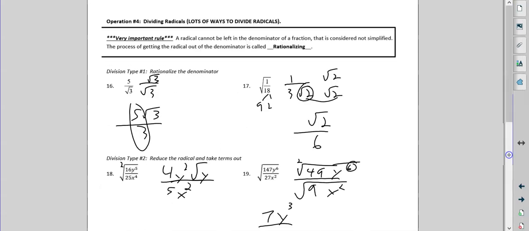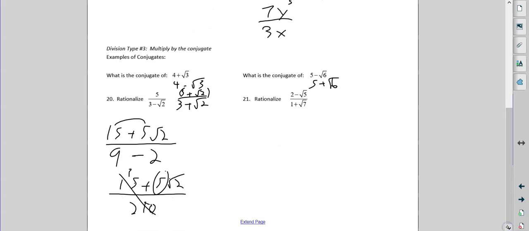Whoops. Wrong button. Never mind. All right. I meant to do that. There we go. All right, last one.